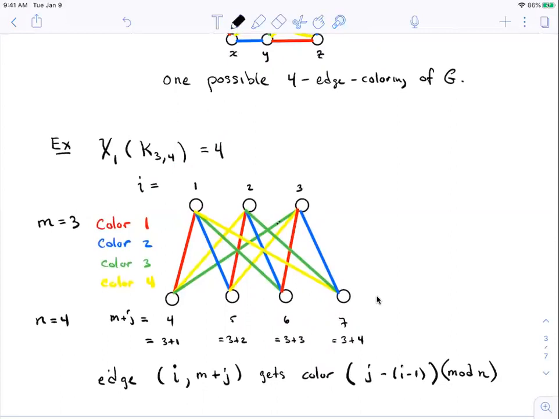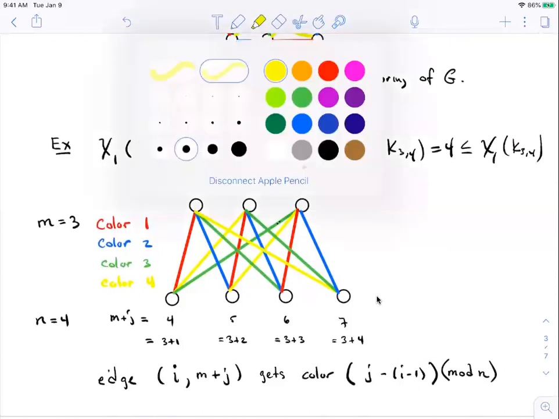Well, the maximum degree, delta of K3,4, is 4. So we know that the edge chromatic number is at least that. The edge chromatic number of this graph K3,4 has to be at least 4. And while I claimed it equals 4, you can see I 4-colored it. I 4-edge colored it. And I just want to walk you through a systematic way of doing this. So let me highlight so you're looking at the same thing I am.